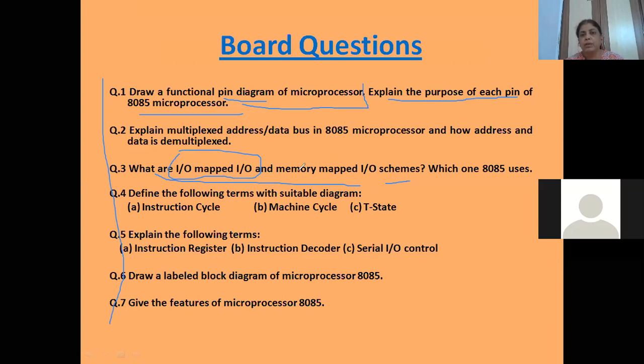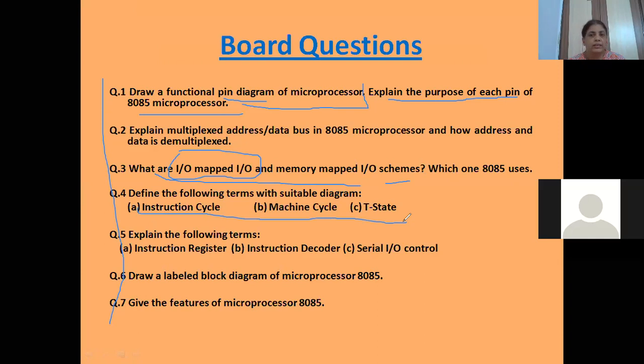But in case of the memory mapped IO scheme, we have separate addresses for IO and separate addresses for memory. तो अगर जो address IO को दिया है तो that address is not available for memory. And which one is 8085 using? 8085 is using the IO mapped IO scheme. तो ये वाला भी क्वेश्चन बहुत बार आया हुआ है.